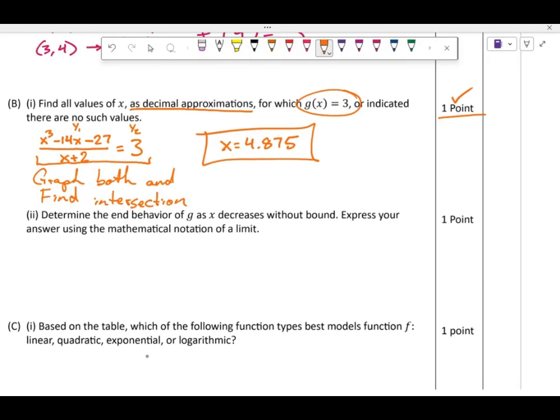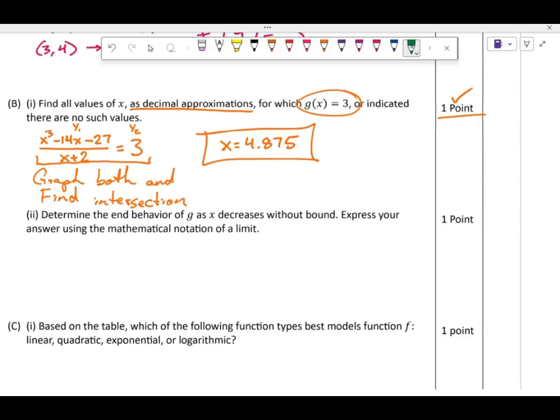B II, second part of B. Determine the end behavior of g as x decreases without bound. Express your answer using the mathematical notation of a limit. End behavior, so that's where x goes to negative infinity or positive infinity. Which one do we want? They only want one side. Is it the negative infinity side or the positive infinity side? The left or the right?